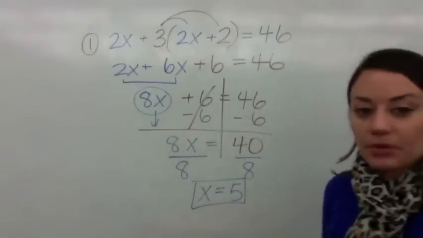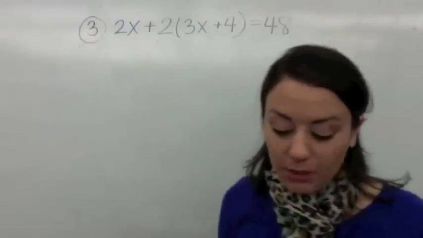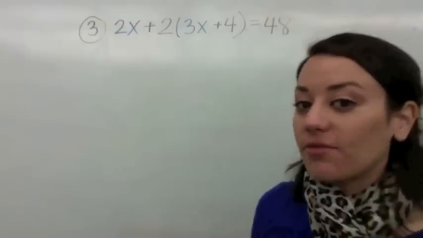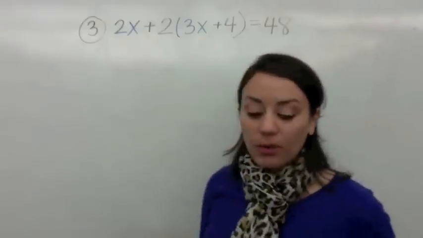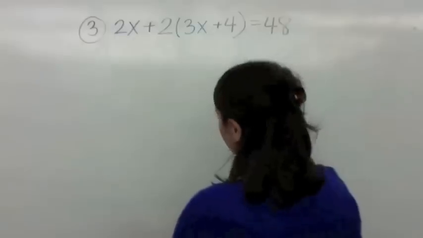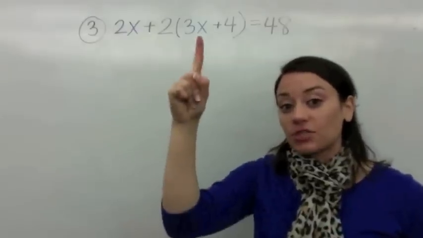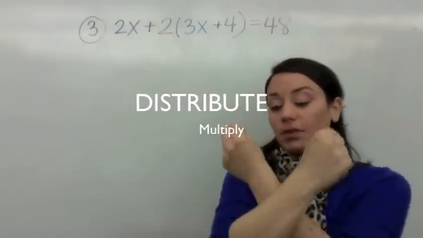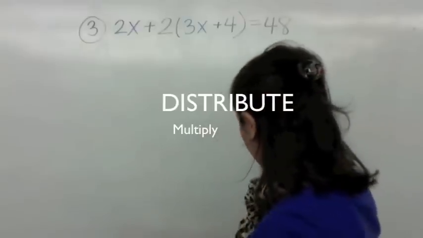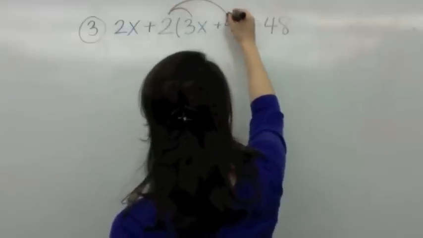Okay, let's do another example. Okay, so now we're going to try number 3 on your paper. What number are we doing? Number 3. Okay, so we have 2 like terms, but before we can combine them, what do we have to do? Because what do you see right here? Parentheses, right? So when you see parentheses, you have to distribute, multiply. You have to do what? Distribute, multiply.